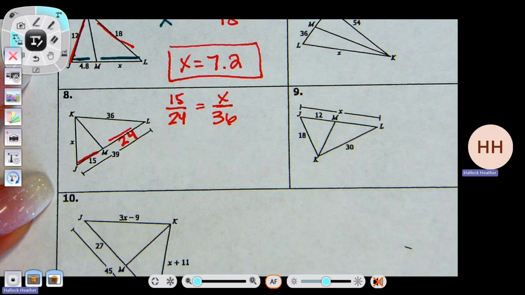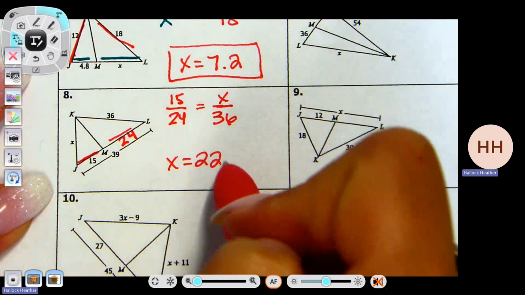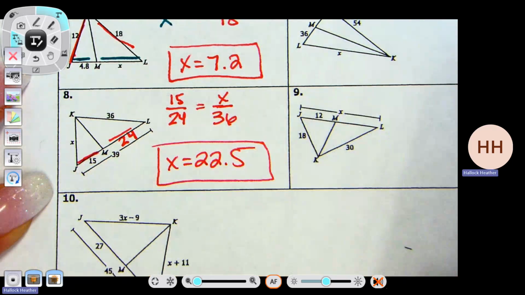Not all of them. But I'll tell you which ones are decimals. Is 7 a decimal? Hold on. 7 is a decimal. Yeah, it is a decimal. 22.5. Okay, last one that we're doing is number 9.